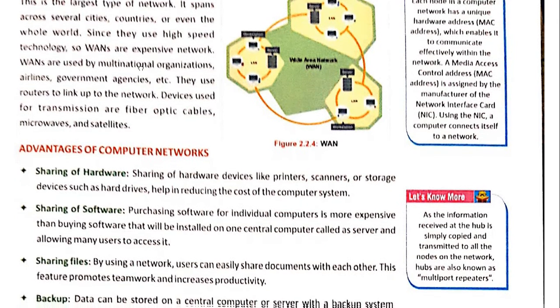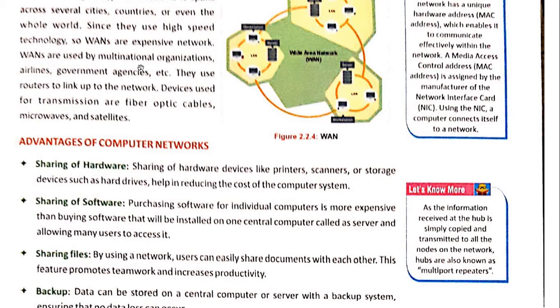And now let's see. So I think only 3 types of network are given to you. The first one was PAN, personal area network. Second was LAN, local area network. And third one was WAN, that is wide area network. So with the help of these 3, you can differentiate between these 3.